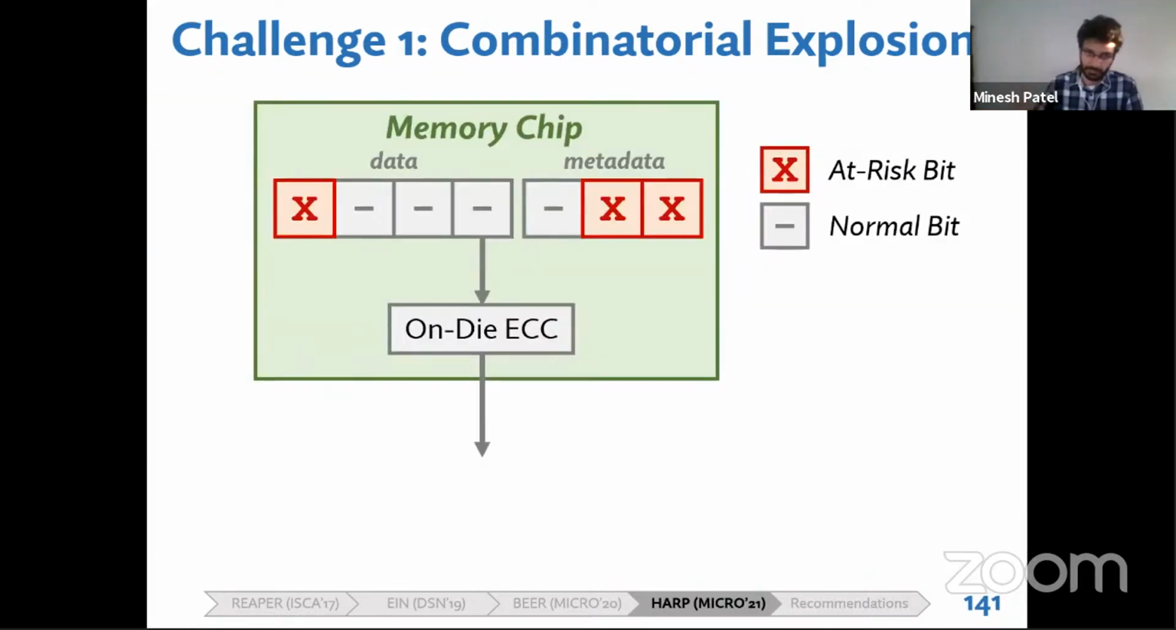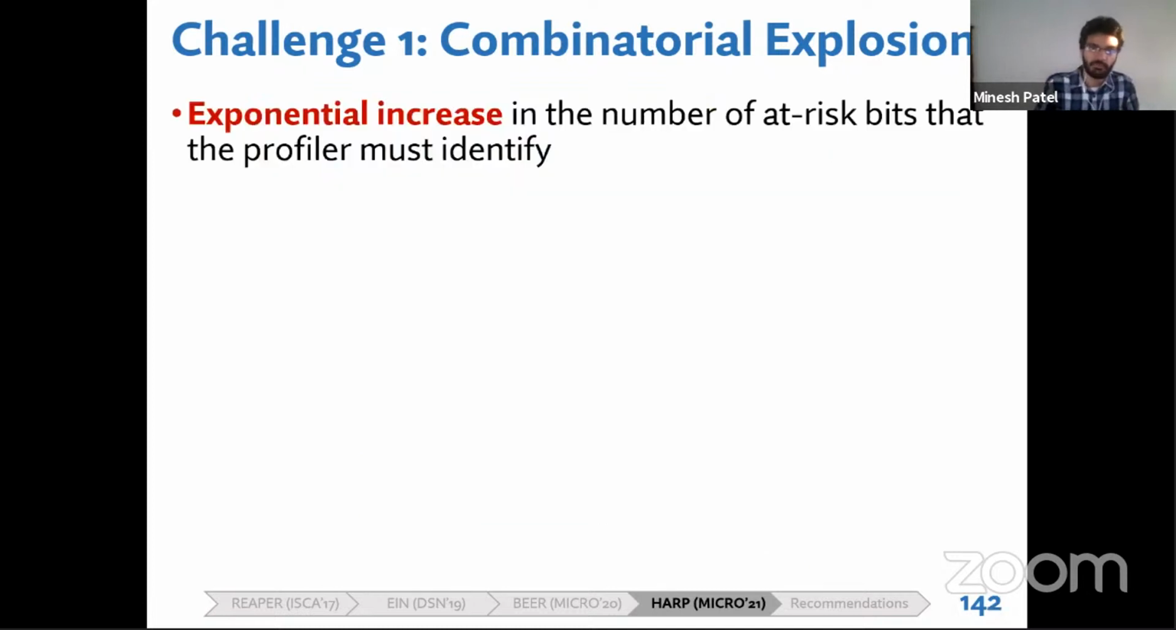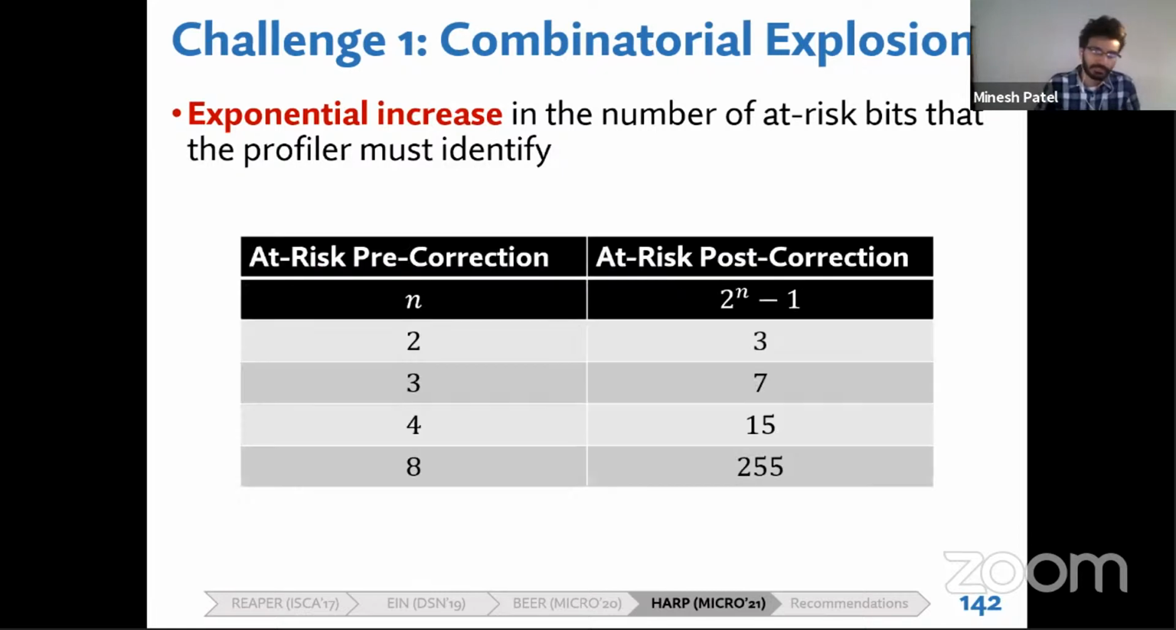So here we have the same example from before, where there are 3 pre-correction at-risk bits within the memory chip. Now, after on-die-ECC correction, the leftmost bit will be at risk of direct errors because the underlying corresponding bit is at risk of pre-correction errors. And all of the other post-correction bits can potentially experience an indirect error as a result of various combinations of the at-risk bits before on-die-ECC correction. What this means is that we have an exponential increase in the number of at-risk bits that the profiler needs to identify. So this table summarizes this combinatorial explosion.